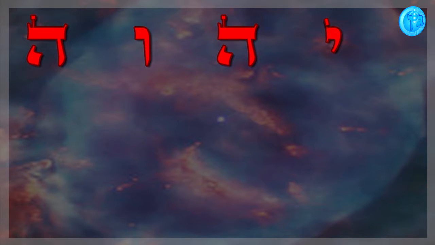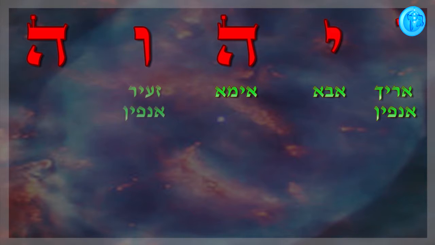How so? The upper tip of the letter Yod relates to the Partzuf called Arich Anpin. The letter Yod itself relates to the Partzuf called Abba. The first letter Hey relates to the Partzuf called Ima. The letter Vav relates to the Partzuf called Ze'er Anpin. And the second letter Hey relates to the Partzuf known as the female counterpart of Ze'er Anpin.